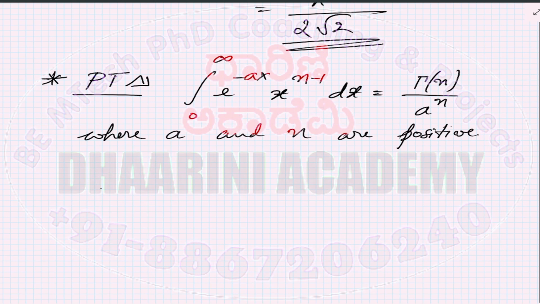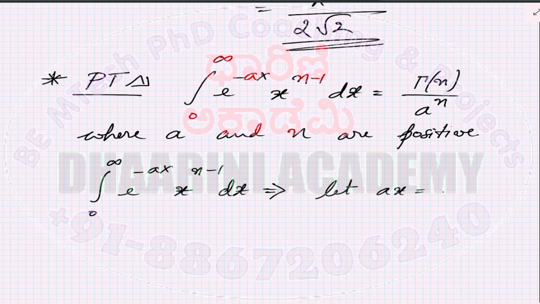I start from the LHS, that is integral 0 to infinity e to the minus ax into x to the n minus 1 into dx. Before I make any further proceedings, we need to make a substitution here. Let ax, whatever I see as a power, be equal to t. So this means x equals t by a, and dx should be equal to dt by a. This is my first substitution.